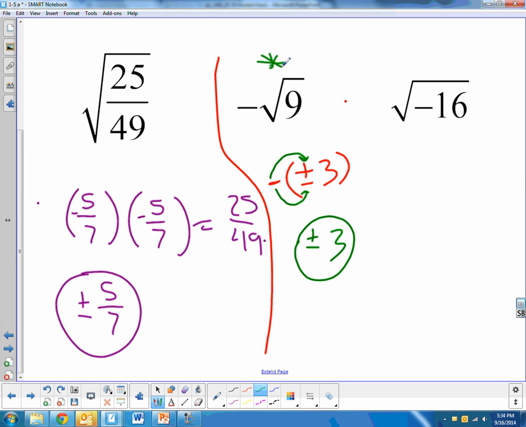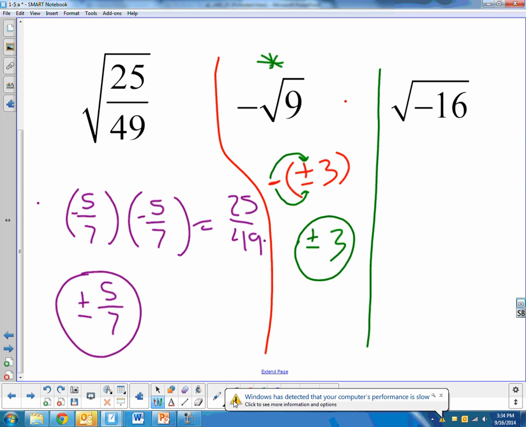And that is retained. For the last one here, the square root of negative 16. So now you have to think, what's a number that when you multiply it by itself, when you square it, you get negative 16? Well, 4 times 4 is 16, but negative 4 times negative 4 is also 16. You can't say 4 times negative 4 because those are different numbers. It's got to be some number times itself. In fact, there is no real number that you can multiply by itself and get negative 16.